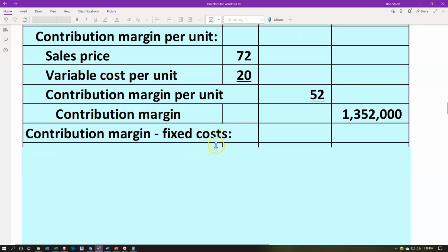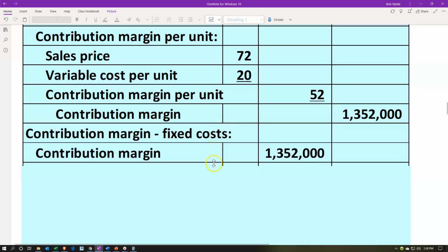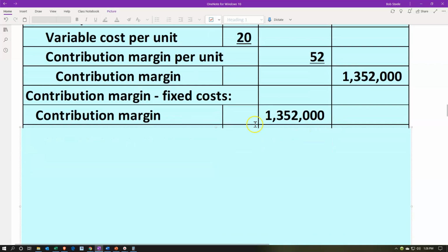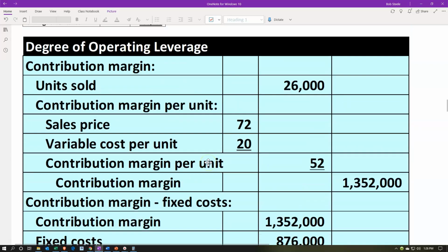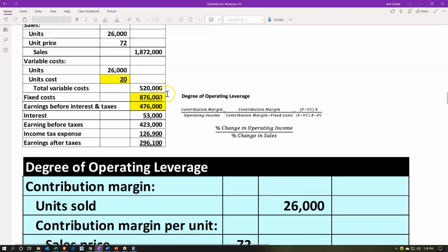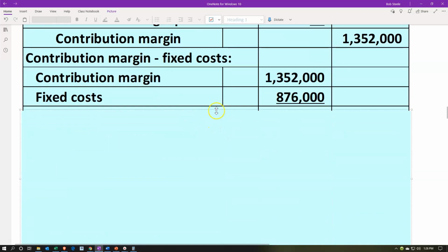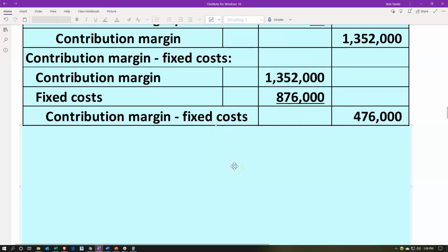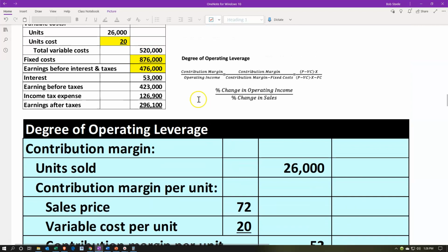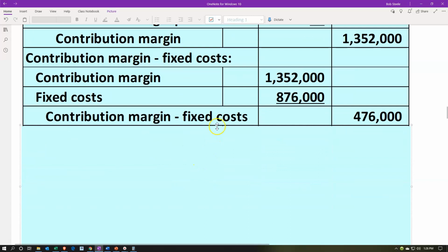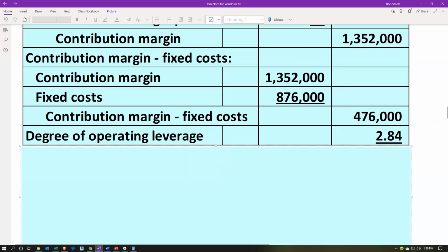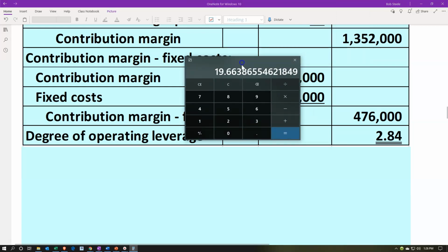And then we calculate our denominator, which is the contribution margin minus the fixed cost. Contribution margin the same. Fixed costs now being higher at the amount of 876,000. And if we subtract those out, we're going to get our contribution margin minus the fixed cost, 476. Also the operating income that we could see here, earnings before interest and taxes, or operating income. Then if we divide that out, now we have our leverage calculation at about 2.84. So we've got 1,353,000 divided by 476,000. We've got about 2.84.